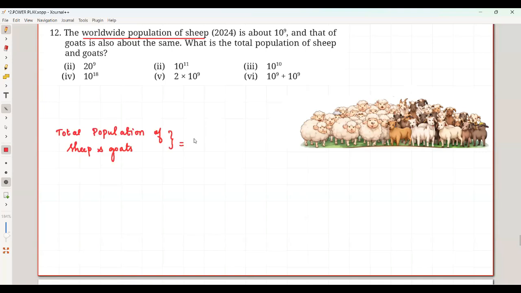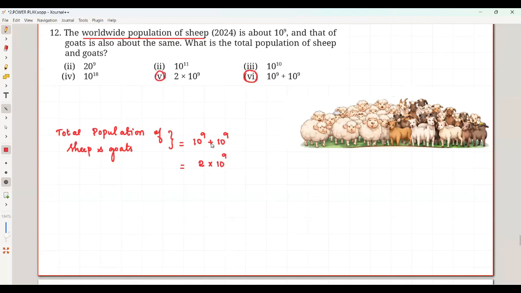The sheep population is given as 10 power 9, and the goat population is also the same, 10 power 9. So 10 power 9 plus 10 power 9. That is the answer. I think we have an option here: 10 power 9 plus 10 power 9. So therefore the sixth one is the right answer. Now, 10 to the power 9 plus 10 to the power 9 means 2 times 10 to the power 9. So option 5 is also correct.